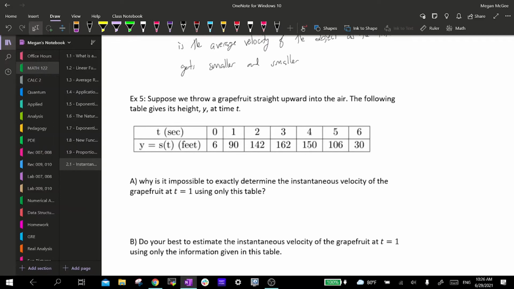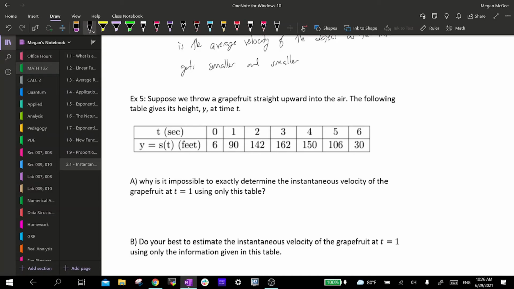So, first part, A: why is it impossible to exactly determine the instantaneous velocity of the grapefruit at t equal to 1, only using this table? Again, the velocity is how quickly position is changing. That's why we're looking at the height, and we typically deal with position functions as s of t, which is why we have that here. Well, we don't have the function, right? All we have is this set of data in our table.